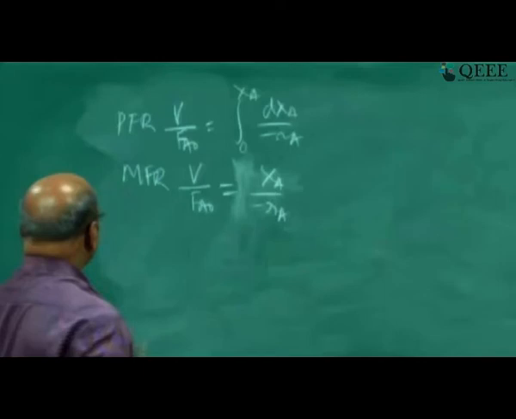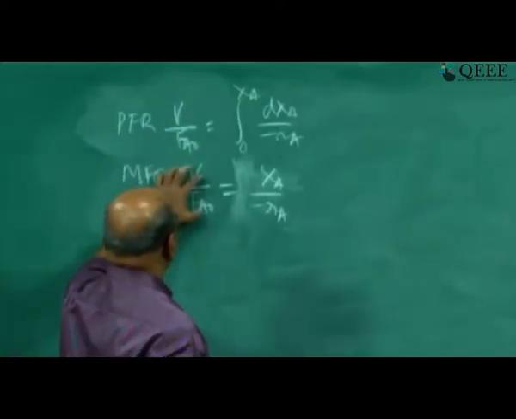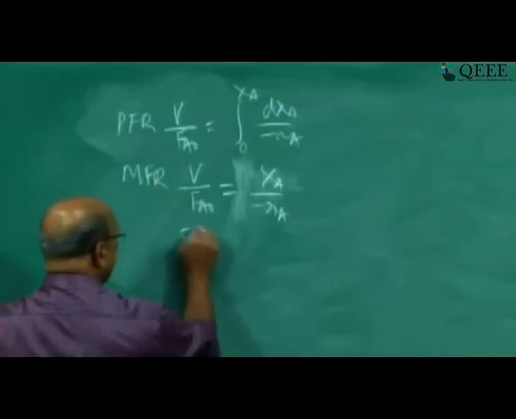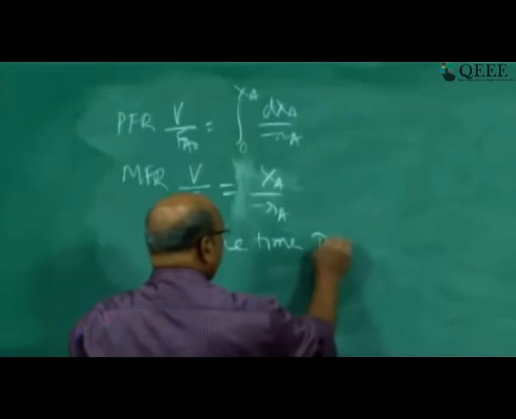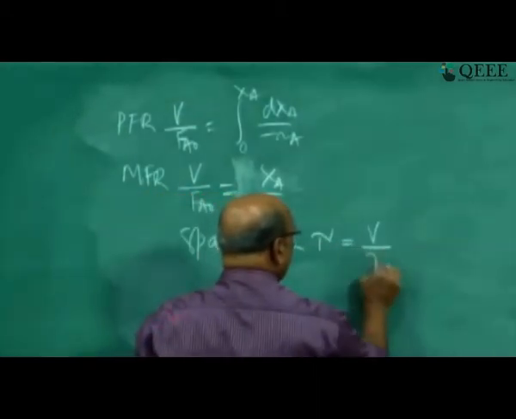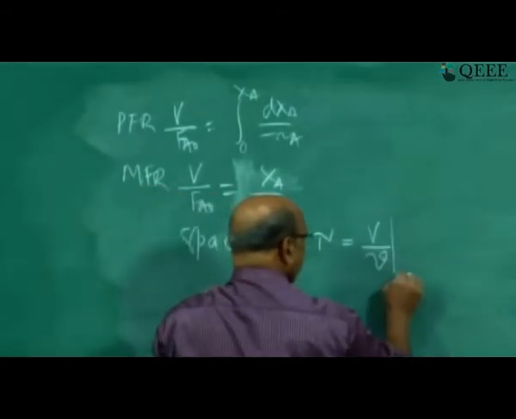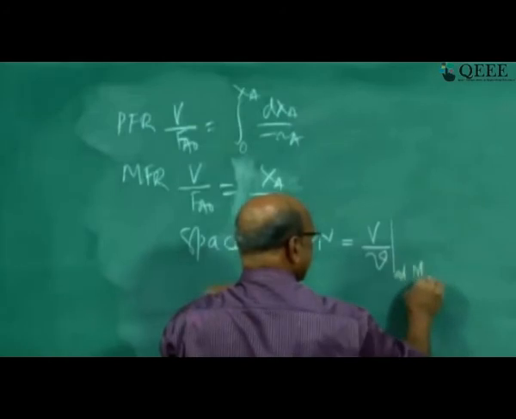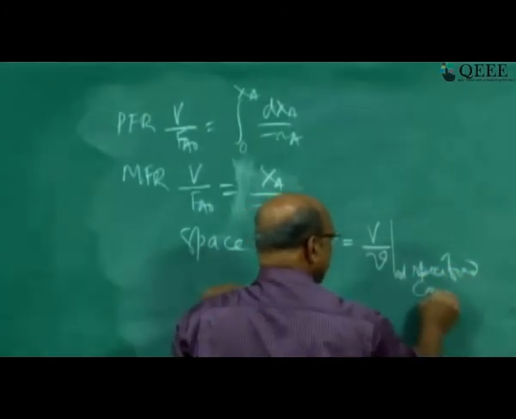However, we can also write these equations in terms of tau. Tau means the mean residence time, space time. Space time tau is defined, in terms of equations, as volume by volumetric flow rate, at specified conditions.